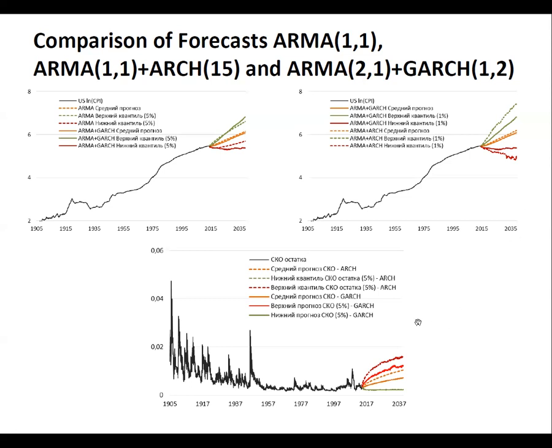Well, on the bottom graph, you can see the forecast of the standard deviation of the residuals. The dotted line is for the ARCH model. At the green bottom line, the forecasts for ARCH and GARCH are almost the same. The middle and upper forecasts for ARCH turned out to be too high. That is, GARCH gives a lower forecast for volatility and an average forecast for volatility.